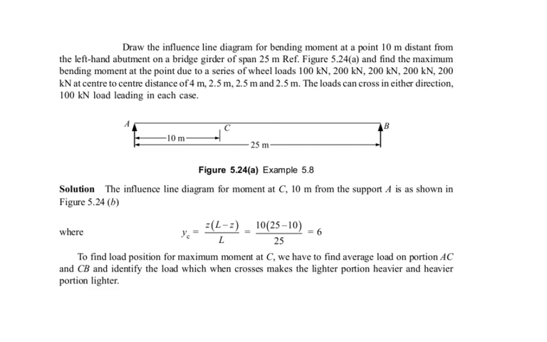So first of all, the influence line diagram for bending moment at C is to be drawn. C is at a distance 10 meter from the support A. So the value of Z is equal to 10. So the ordinate at C is equal to Z by L into L minus Z, which is Z is equal to 10. Substitute the values of Z and L. We are getting the ordinate at C is equal to 6.